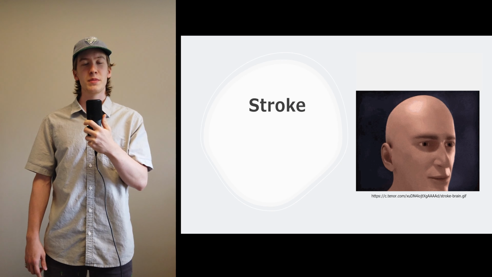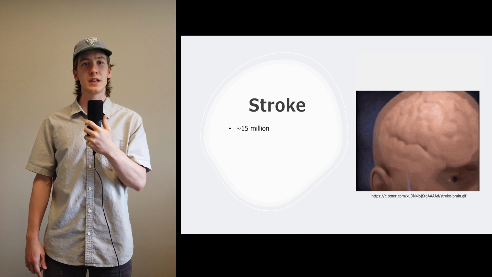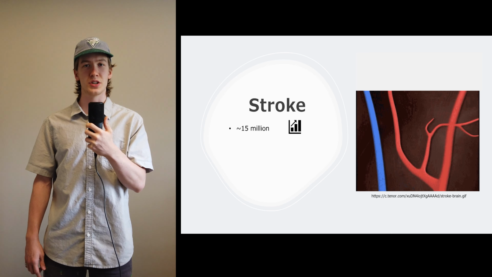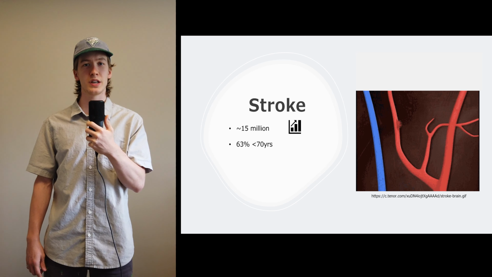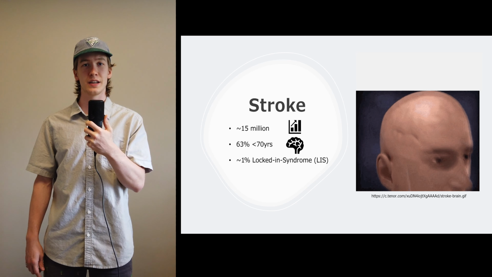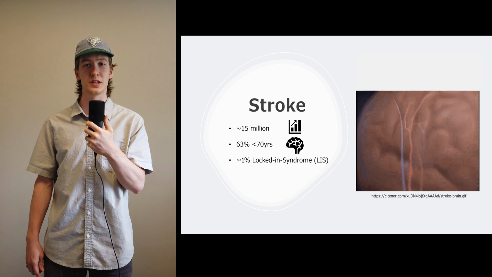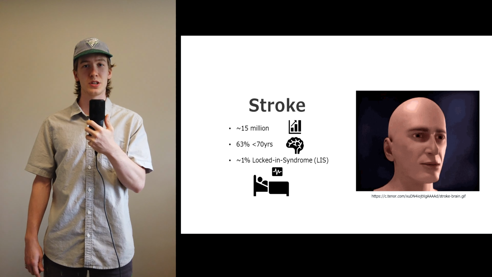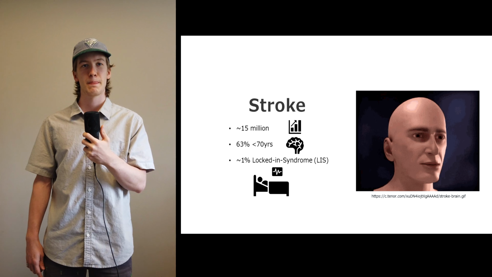Each year, 15 million people suffer from stroke, making it the second leading cause of death. According to the World Stroke Organization, about 60% of stroke in 2019 happened in people younger than 70 years old, highlighting that stroke in the general population is a growing concern. Approximately 1% of the patients who survive their stroke go on to develop locked-in syndrome.